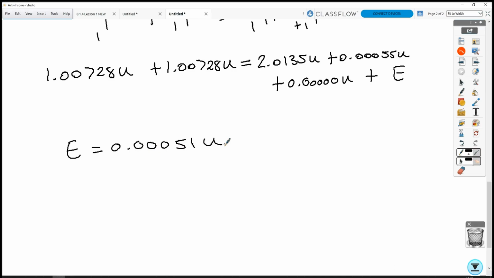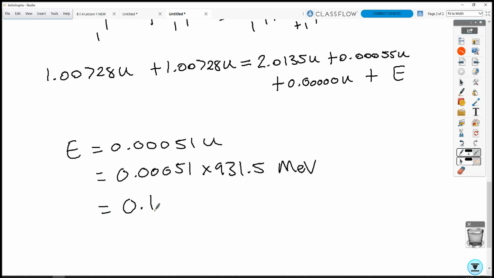Now you can convert that into any form you like. So let's say if I've asked you to give the energy in mega electron volts, you just sub in the mega electron volt value for U: 0.00051 times 931.5 mega electron volts, and we end up with 0.475 mega electron volts.